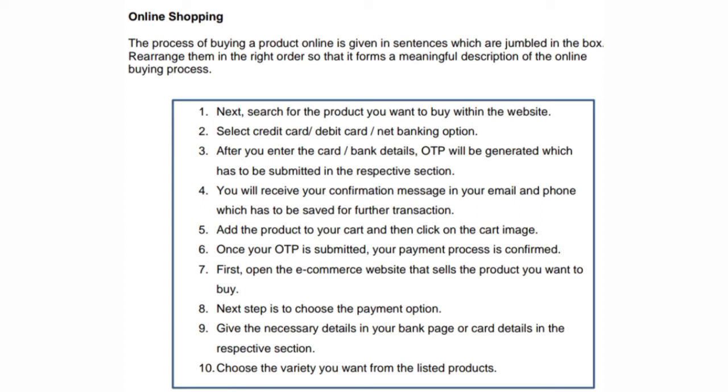Ninth one, once your OTP is submitted, your payment process is confirmed. 10th one, you will receive your confirmation message in your email and phone which has to be saved for further transaction. I hope now you got a clear idea how to arrange those jumbled sentences. If you have some doubt or clarifications, do comment below.